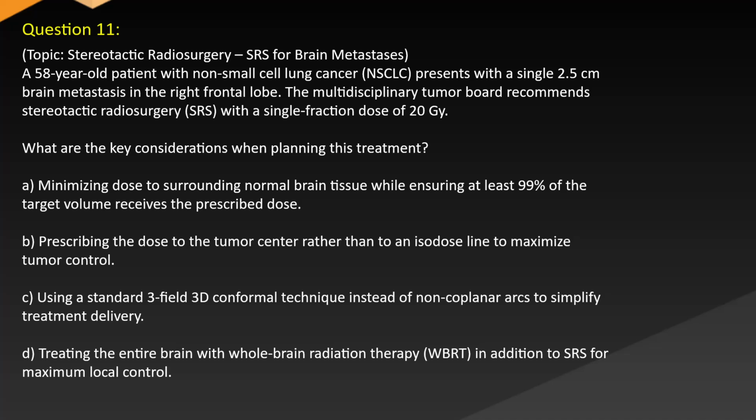A. Minimizing dose to surrounding normal brain tissue while ensuring at least 99% of the target volume receives the prescribed dose. B. Prescribing the dose to the tumor center rather than to an isodose line to maximize tumor control. C. Using standard 3-field 3D conformal technique instead of non-coplanar arcs to simplify treatment delivery. D. Treating the entire brain with whole brain radiation therapy and SRS for maximum local control.